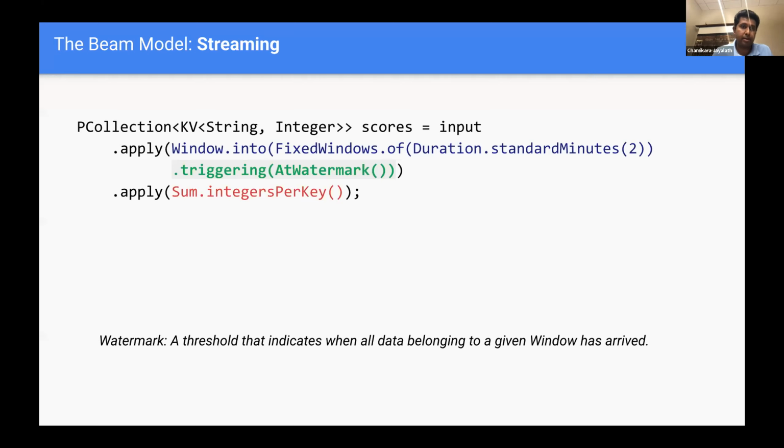This is done by providing a trigger. So the trigger I provided here is the watermark trigger. This is also the default trigger for Beam. So watermark is basically a threshold that says when all data belonging to a window has arrived. This is something that's maintained by the system based on information from the source. And it's basically heuristic. The system would use this heuristic to determine when a window should be closed, and it'll fire the output of that window.